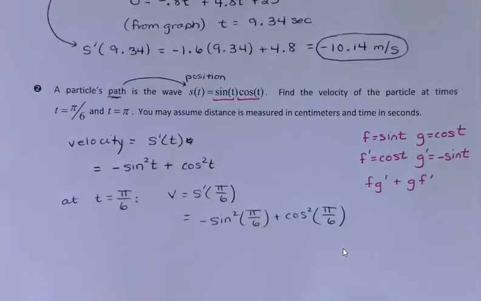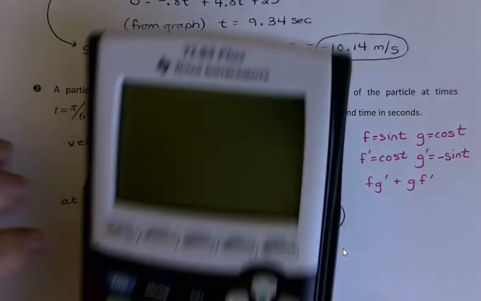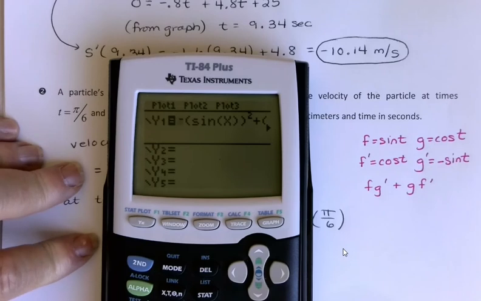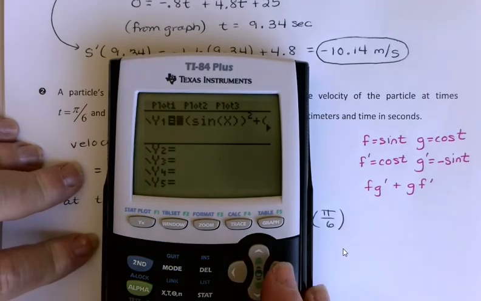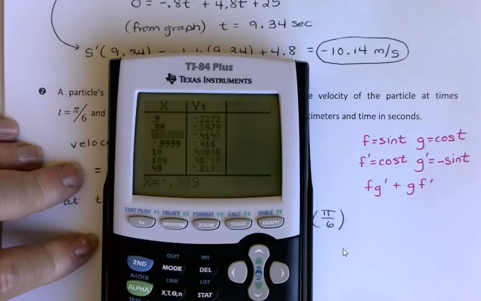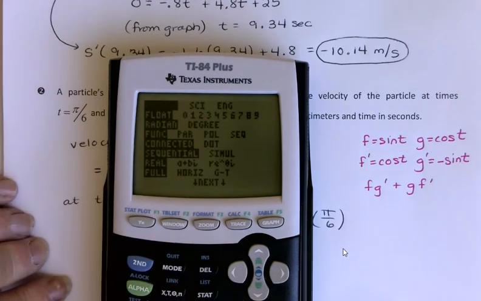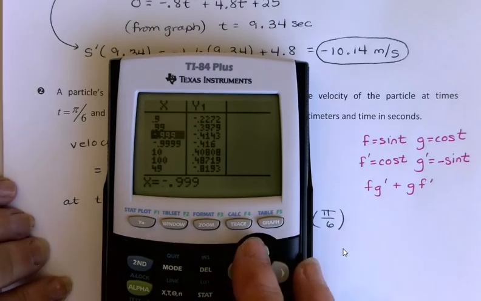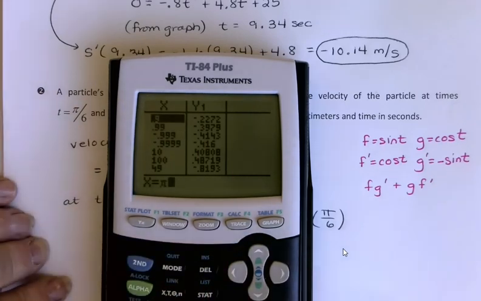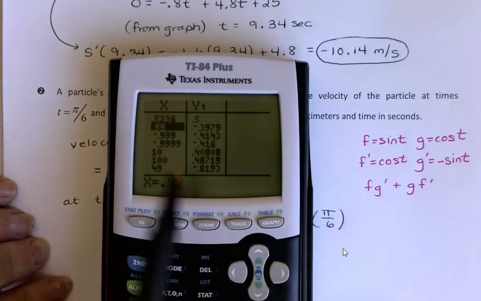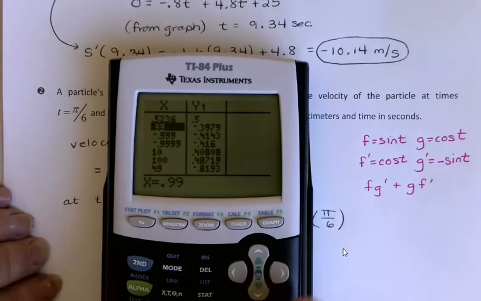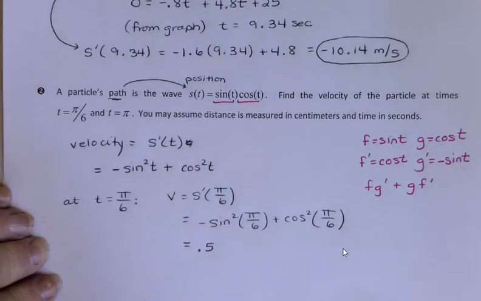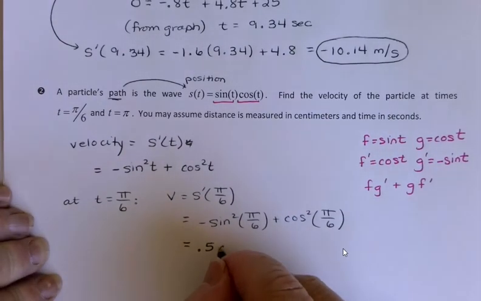And by the way, on something like this, if you have to plug in multiple times, sometimes it's nice just to go ahead and put your function in once. I've got my derivative there, and then I can just go to the table. Oh, one more thing. Let's make sure I'm in radian mode. I am, so we're good. So if I go to my table and I plug in pi sixths, looks like I'm going to get 0.5. And this would be centimeters per second.